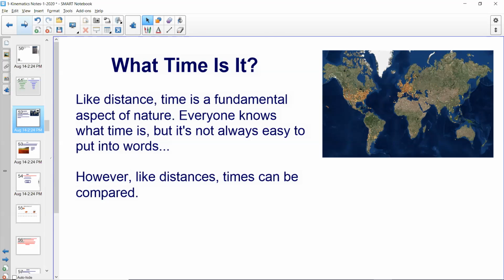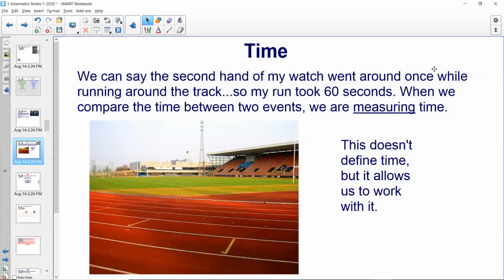So usually the way we try to define it or understand time is by comparing this moment to a later moment or this moment to a past moment. We figure out how much time passed between those two instances. And so just like distances, we usually do comparisons to understand time. So for example, we might say the second hand on my watch went around one time while I was running around the track. And our conclusion then would be that that run around the track took 60 seconds. So we must have been running pretty fast.